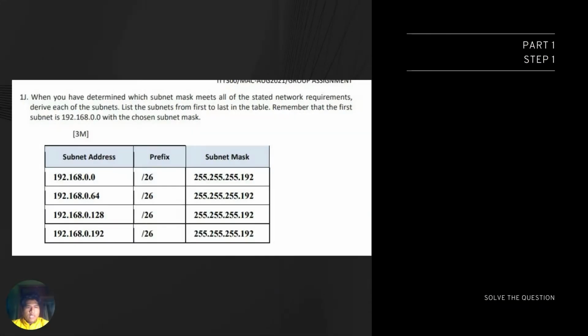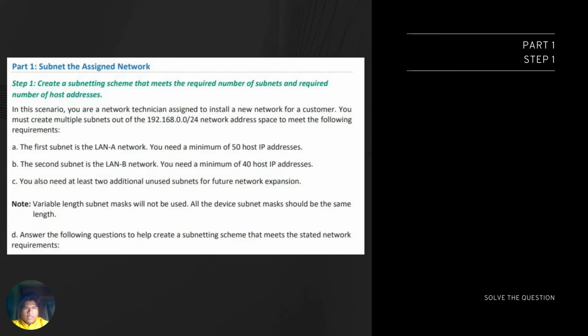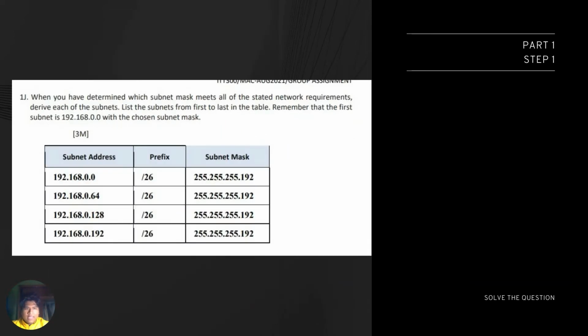Alright, for the next question, 1J, when you have determined which subnet must meet all of the stated network requirements, derive each of the subnets and list the subnets from first to last in the table. Remember that the first subnet is 192.168.0.0 with the chosen subnet mask. So back to the question, 192.168.0.0 is /24, but we would not be using /24. Instead, we are using /26.